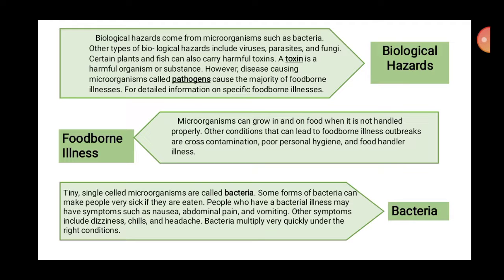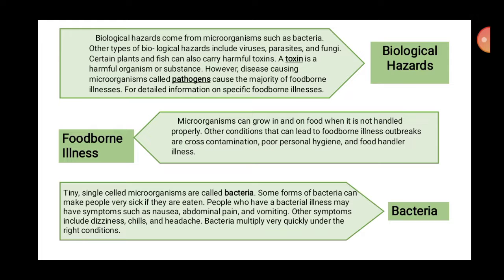So, foodborne illness: microorganisms can grow in and on food when it's not handled properly. Other conditions that can lead to foodborne illness outbreaks are cross-contamination, poor personal hygiene, and food handler illness. So, for example, uncooked meats that are stored above cooked meats in the refrigerator can cause cross-contamination. Because, why? The uncooked meat may drip, and the drippings of the uncooked meat will go to the cooked food.